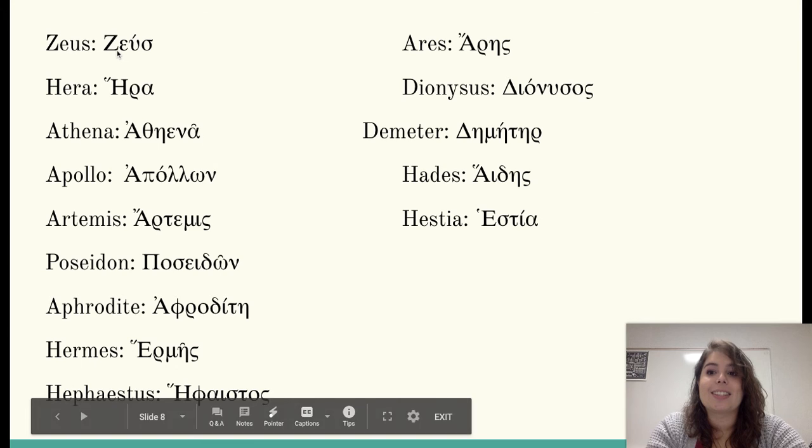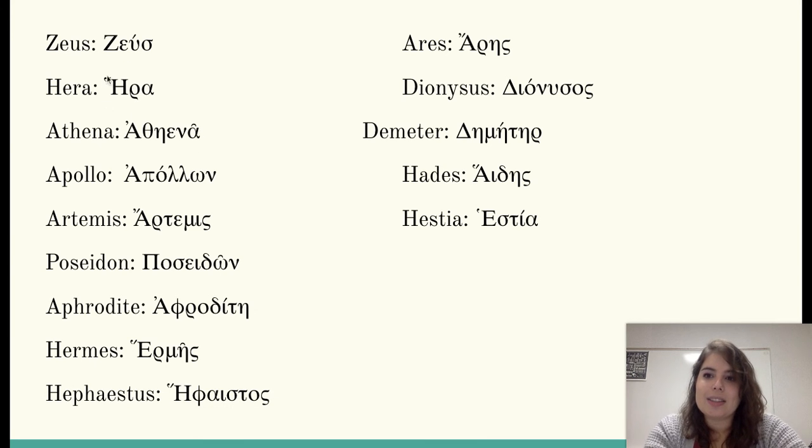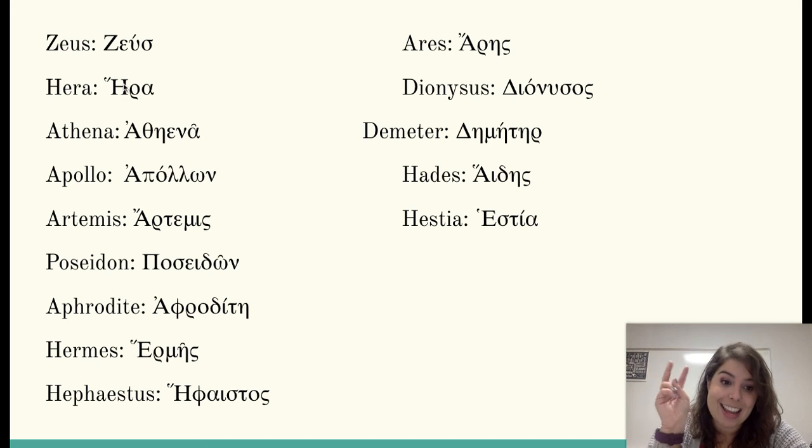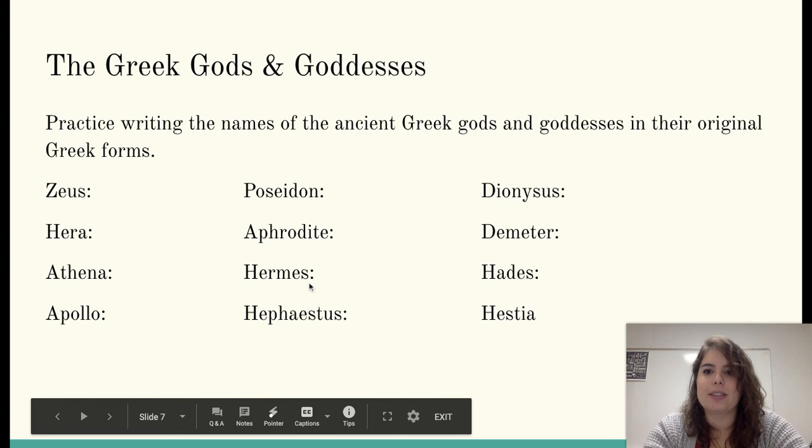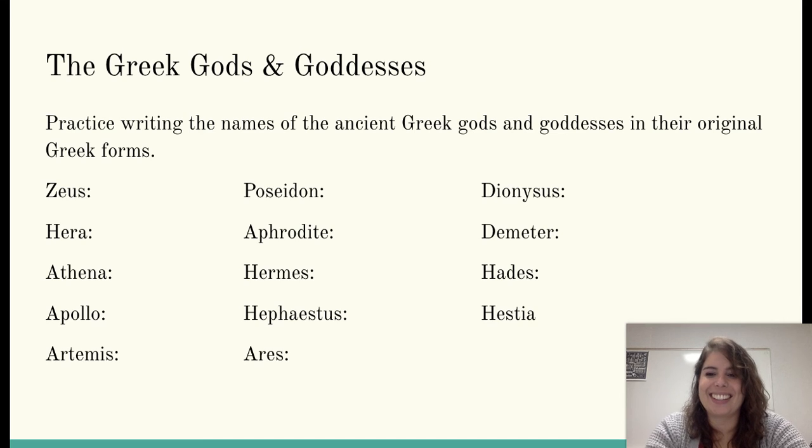So we have Zeus, Hera. So this is one where it's got that rough breathing. Remember, that's how we get the H sound. And it's got the eta letter that looks like a capital H, but this H letter is actually pronounced A. And the rough breathing is where we get the H sound. So Hera, Athena, Apollon, Artemis, Poseidon, Aphrodite, Hermes. Oopsies. Went too far, I went back.